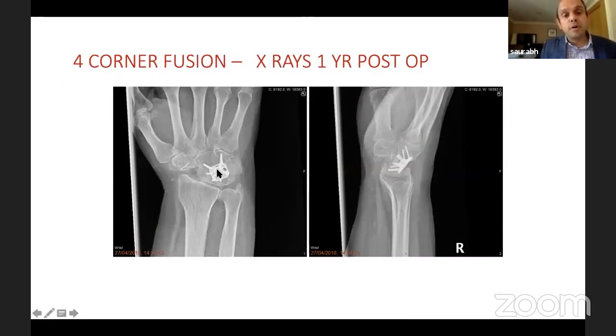So I did a four corner fusion. You can see trabeculae, so it's all healed up. It's an X-ray 1 year post-op. So, scaphoidectomy, four corner fusion. Another thing is, if the carpus is impinging on the styloid, you also do a styloidectomy, which you can see on your II images at the time of surgery.